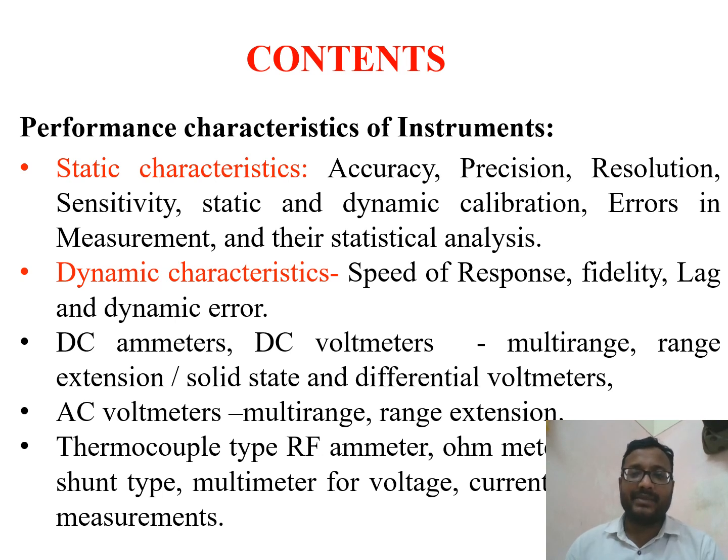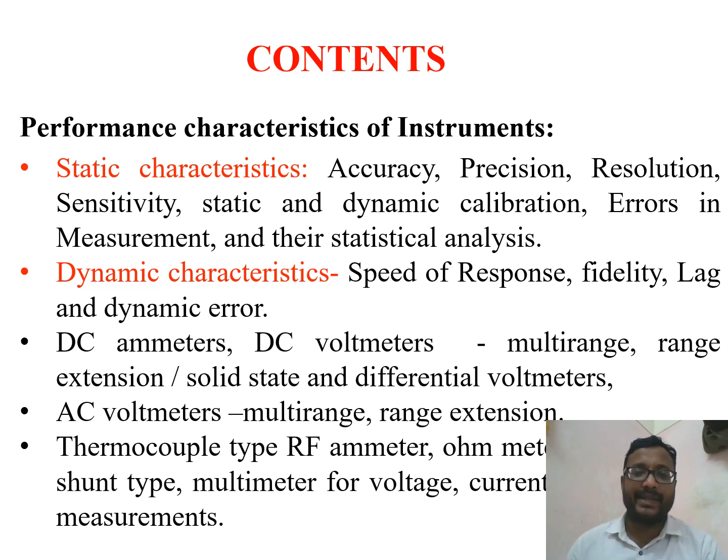Accuracy means exact value. It is defined as the degree of closeness with which the instrument reading approaches the true value of the quantity to be measured. That is called accuracy, and accuracy is denoted by capital A. So coming to the precision.